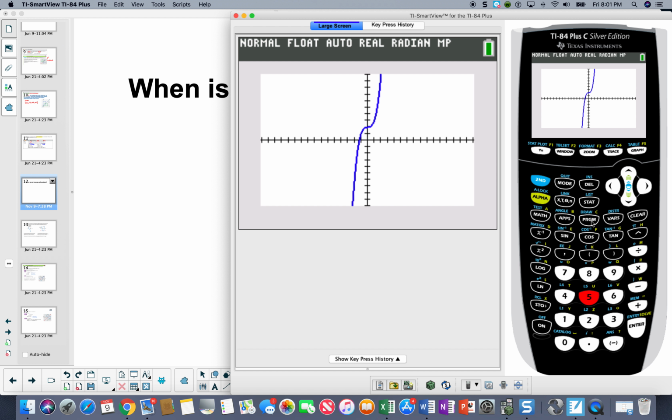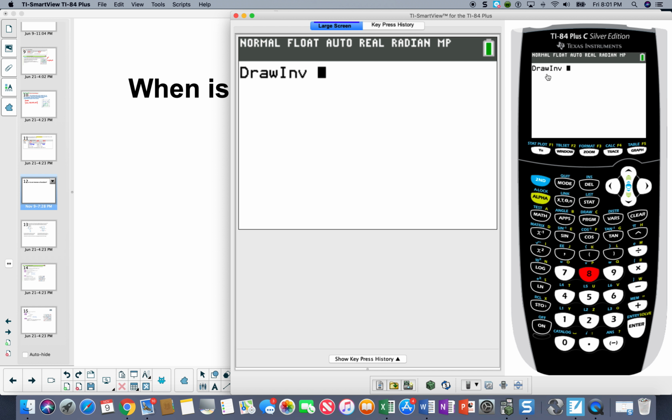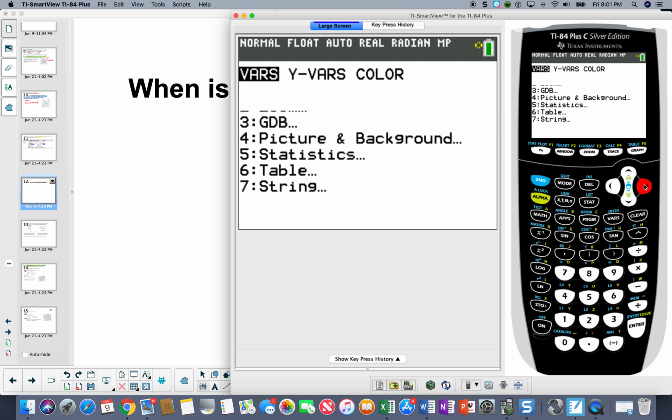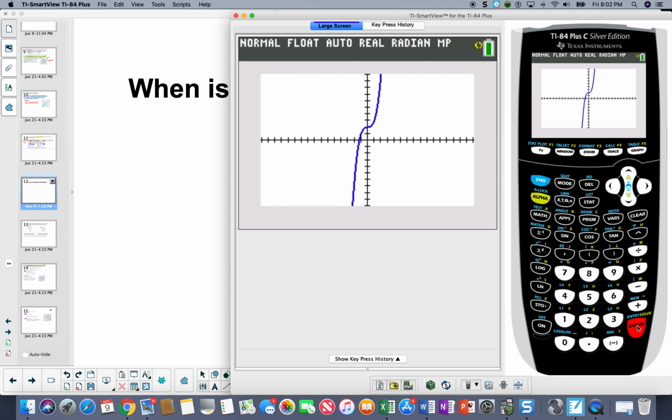Now our calculator will draw the inverse. So I'm going to go second, draw, and then go to where it says draw inverse. So I'm going to choose 8. Now it says, what do you want to draw the inverse of? And I'm going to say, I want to draw the inverse of y sub 1. So I paste that on, and then I press enter. And now it graphs. Now I want you to notice that it's that same idea of a reflection across the y equals x line.